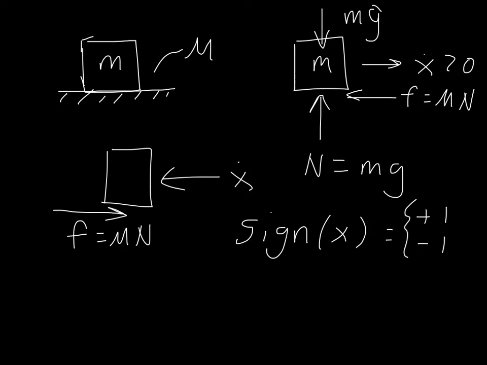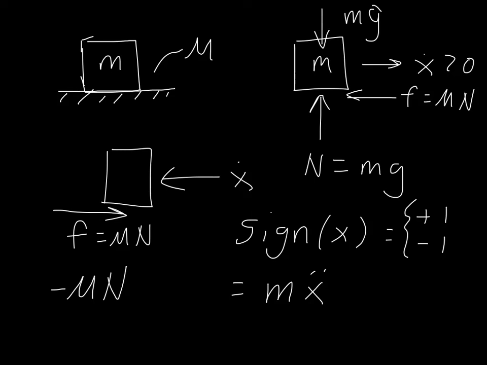So what we end up with is, if we set the sum of the forces in the x direction equal to mass times acceleration, for the force we have negative mu N, and that's the only force we have applied, that will be equal to the mass of the block times its acceleration, x double dot. And now we'll add in the Signum function.